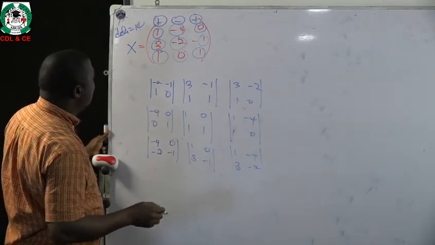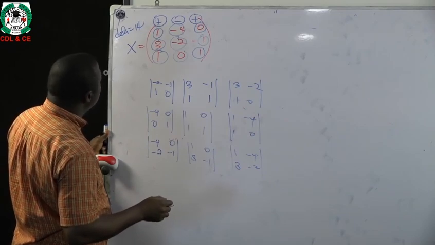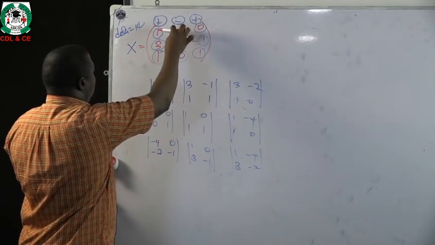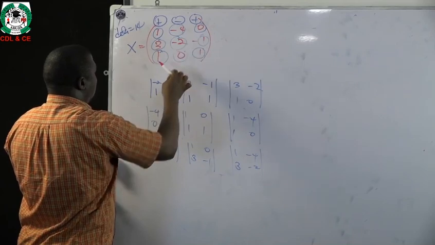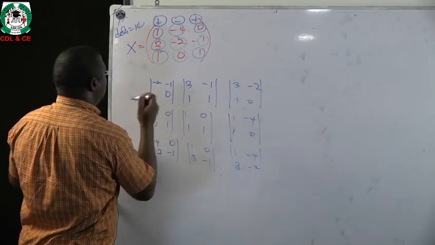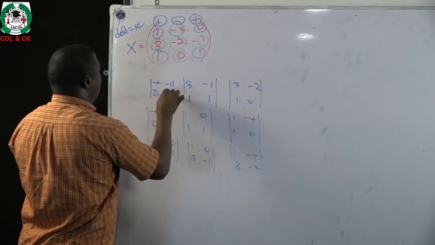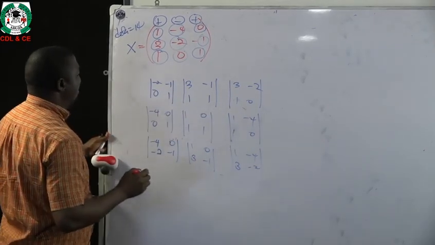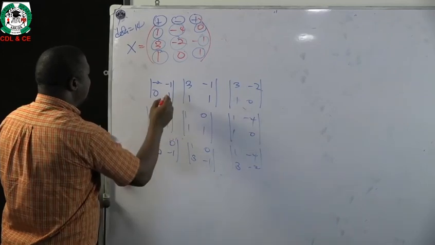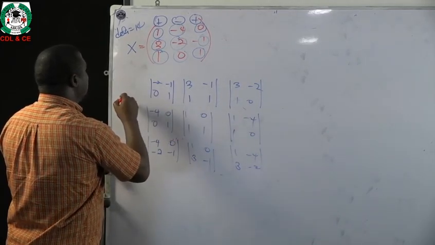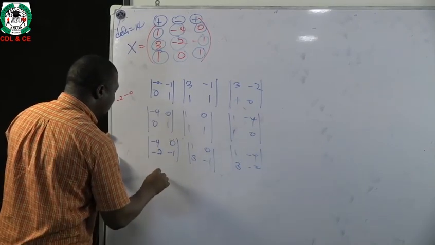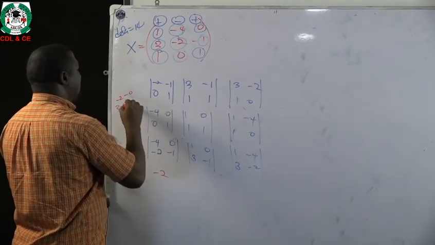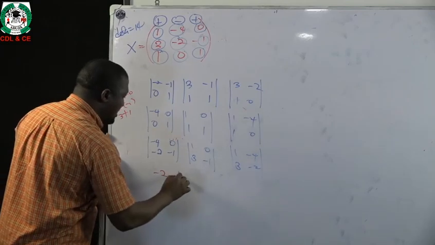If we look at this critically, here, minus 2, 0, 1, 1. This times this, minus 2, this times this, minus 0, which is minus 2, minus 0. So the first one here is minus 2. This times this, 3. This times this, minus 1. Minus minus 1, which is 3 plus 1. Here, we have 4.